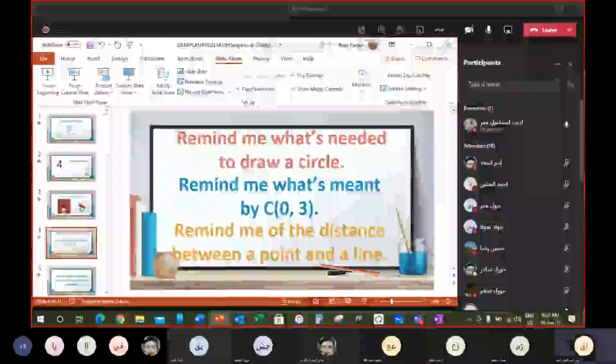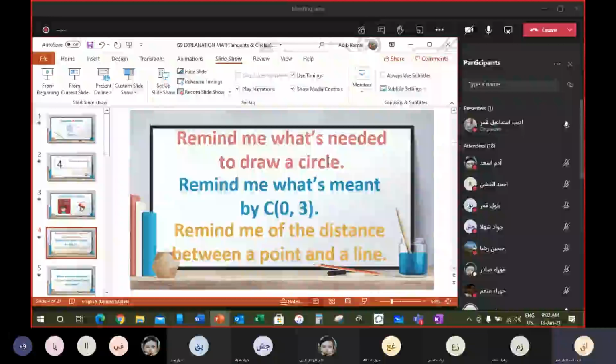So, when you hear the word tangent, what comes across your mind? Line. Tangent is a line. What special property does this line have? Cuts the circle in one point. Very good. A tangent is the line that cuts the circle in only one point.